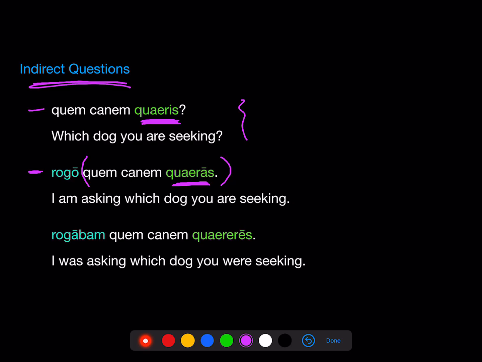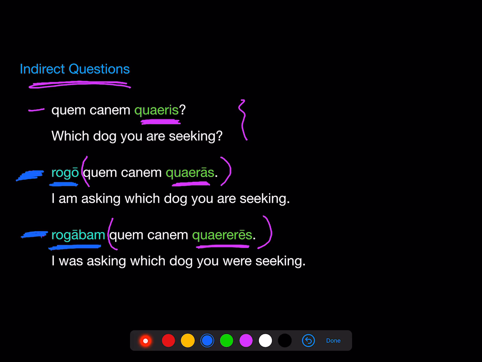If I change the sentence, though, to begin with rogabam, the imperfect, then it comes out rogabam quem canem quaereres. This is an imperfect subjunctive. I was asking which dog you were seeking. And the difference here is that this indirect question begins with a verb in the present. This indirect question begins with a verb in a past tense.